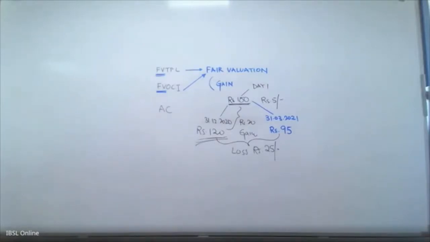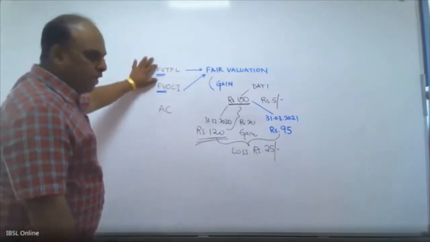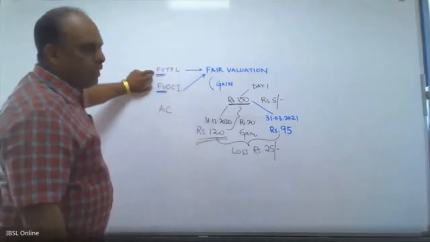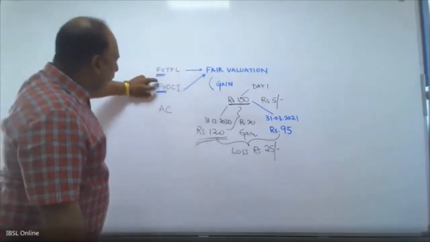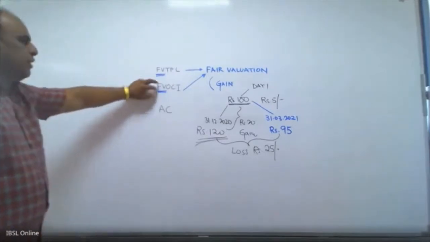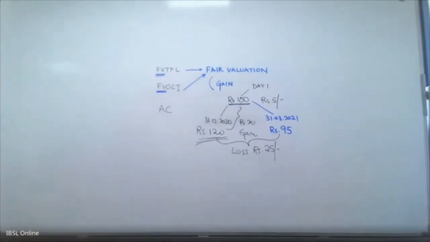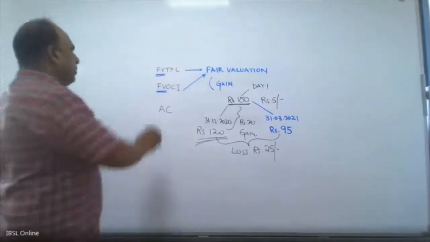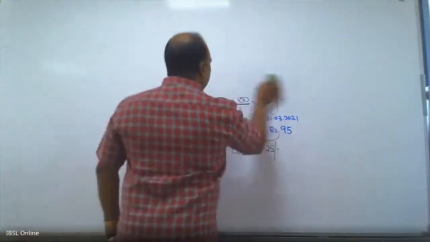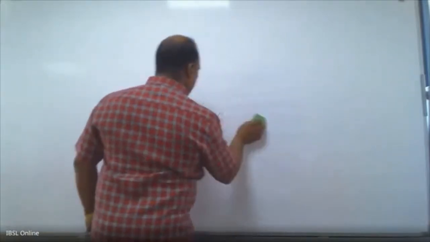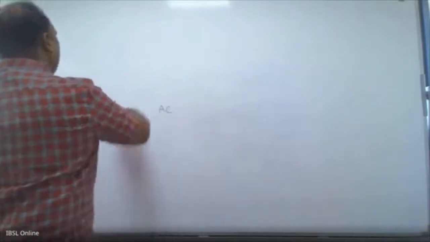So when you do this fair valuation for an asset in fair value through P&L, the gain or loss always goes to the P&L. If you do it for an asset in fair value through OCI, then it goes to the OCI, and from there it goes to the OCI reserve or fair valuation reserve. But now what we are talking about is not about this. This is done. The problem comes here with the assets that you have classified under amortized cost.